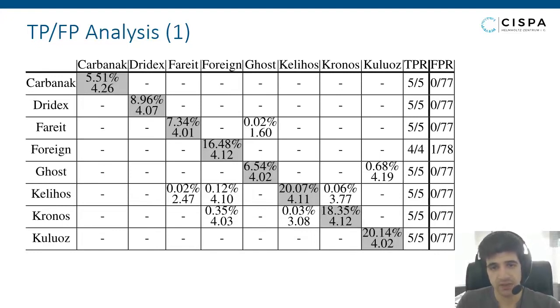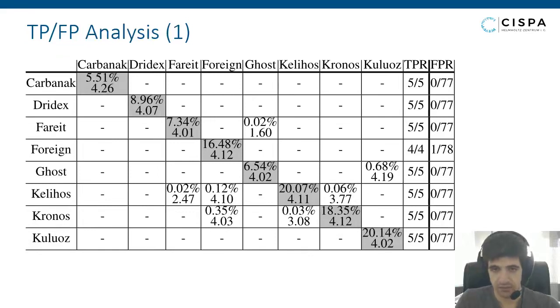The way this works is as follows. For each malware family, we have created an equal split of the malware samples. So for example, in the case of Carbonac, we have used 5 malware samples for learning the fingerprint, and then the memory dumps of the 5 remaining samples for matching the fingerprint. And you can see here in the corresponding cell that on average 5.51% of the fingerprint have matched, and the average entropy of the matching engrams was 4.26.